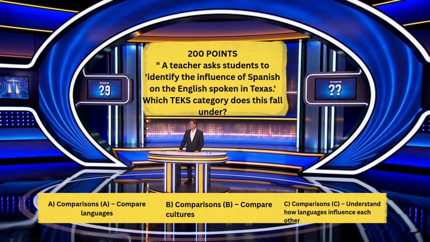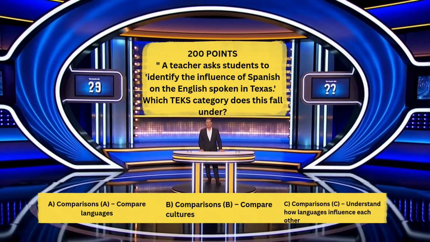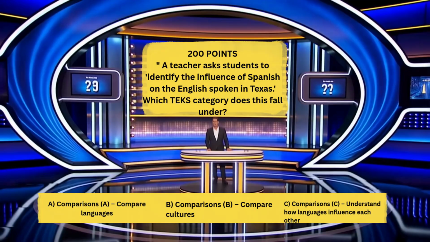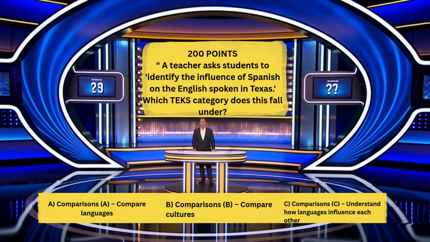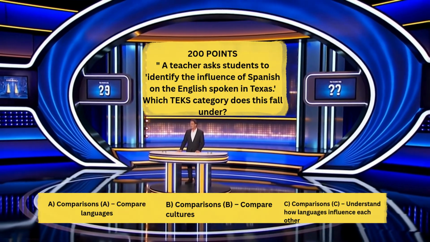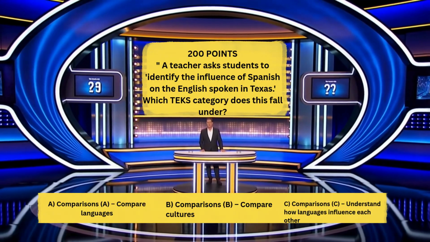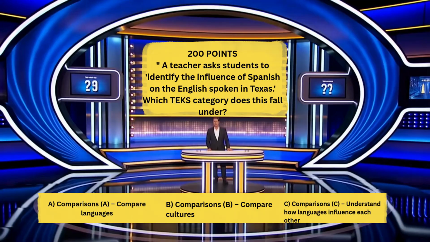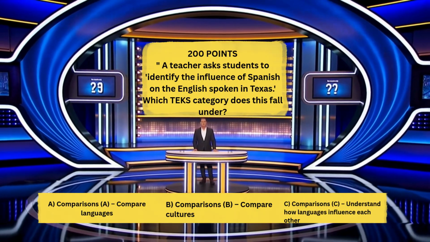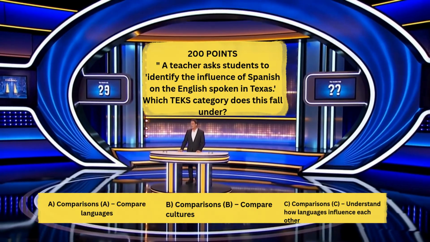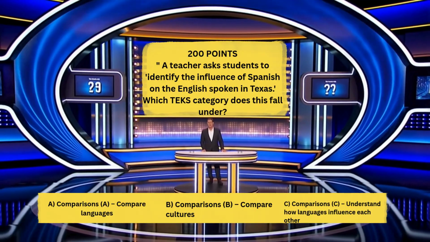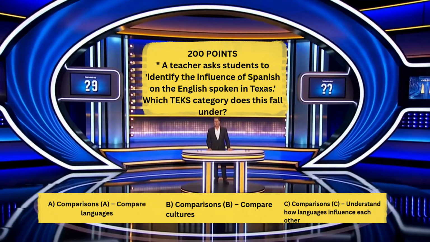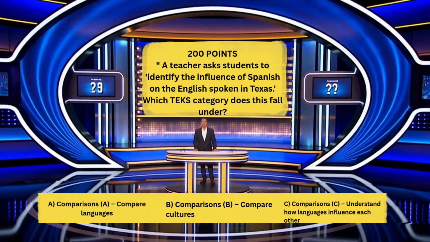Question 2. A teacher asks students to identify the influence of Spanish on the English spoken in Texas. Which TEKS categories does this fall under? Our options are A, comparisons, compare languages. B, comparisons, compare cultures. And C, comparisons, understand how languages influence each other. Take 3 seconds.